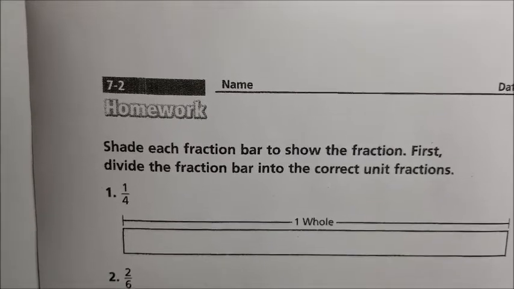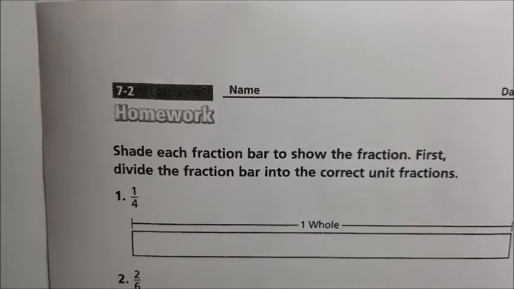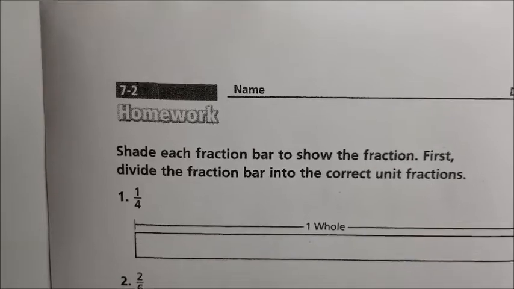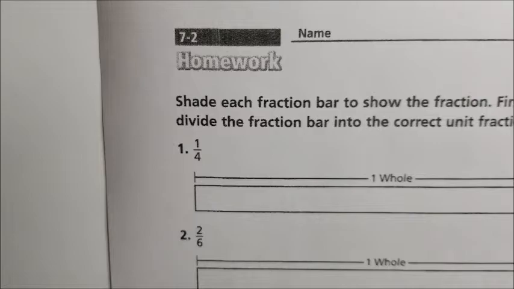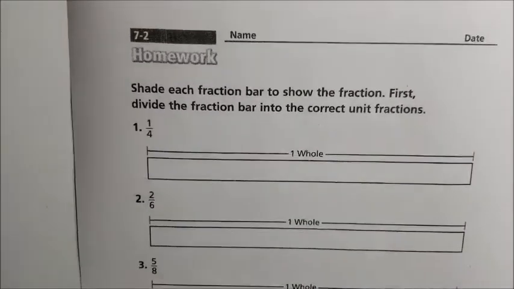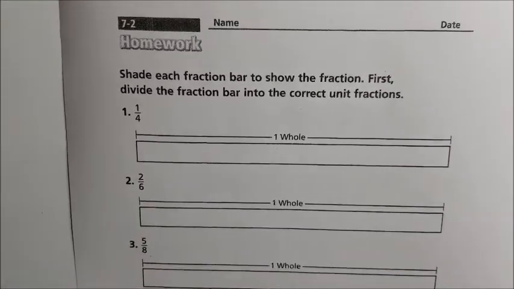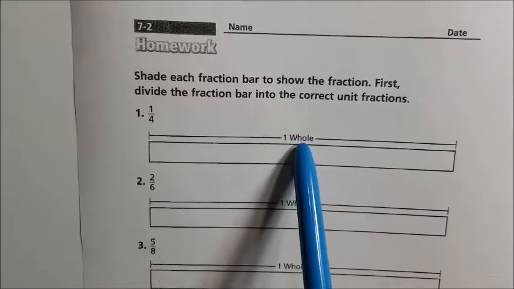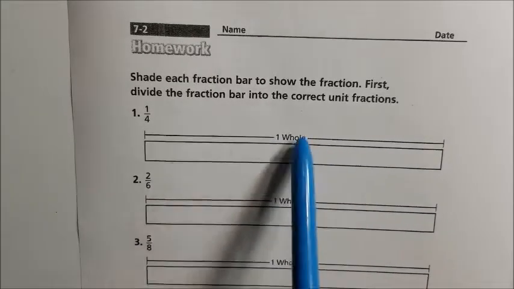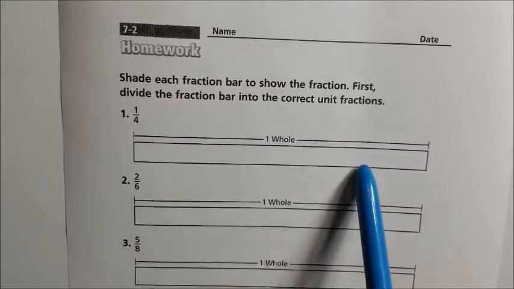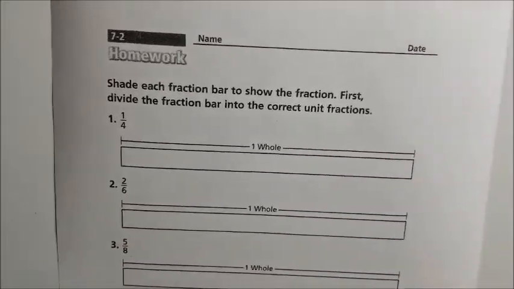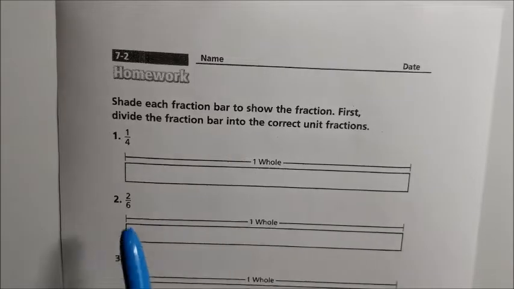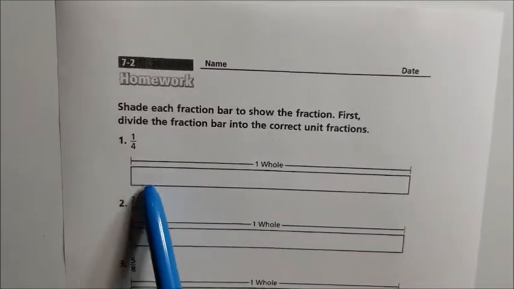First, divide the fraction bar into the correct unit fraction. Okay, this unit fraction is 1/4. So what we have to do here, just like I showed you before, is slice this in half, then slice that half in half, and that half in half, and then you will have 1, 2, 3, 4 chunks. And then you're going to shade in 1/4, which would just be right here.